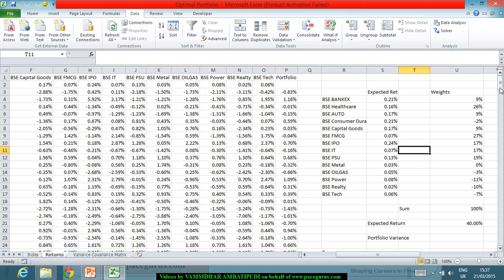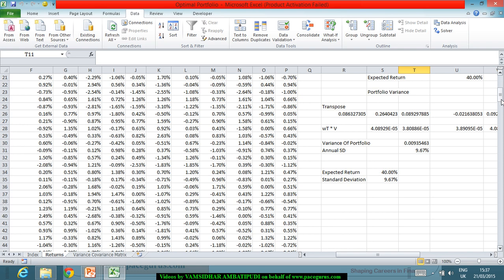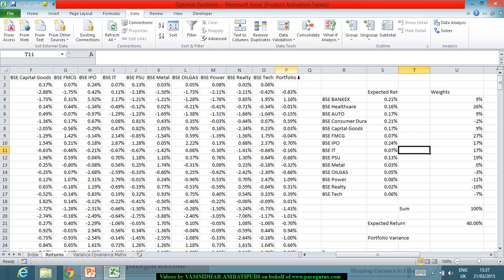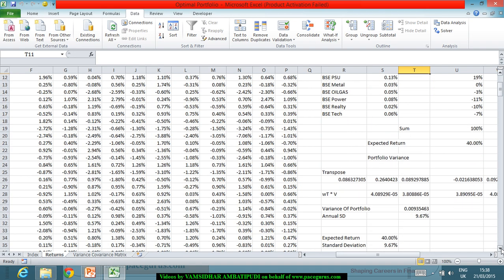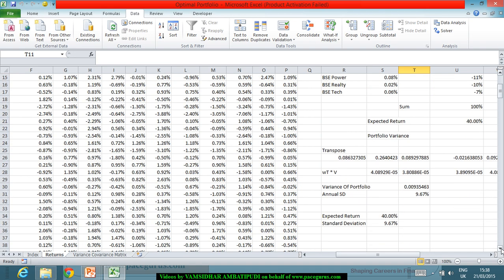Now I could have done it through that variance covariance approach and the matrix computation and all, or we could have simply taken a portfolio like this, multiplying the weights with the individual returns, computed the expected return of the portfolio, the standard deviation of the returns of the portfolio, minimized the standard deviation and equated it to the expected returns. So the expected return is coming out to 40%. The standard deviation is around 9.67%. These are the two methods that are available.